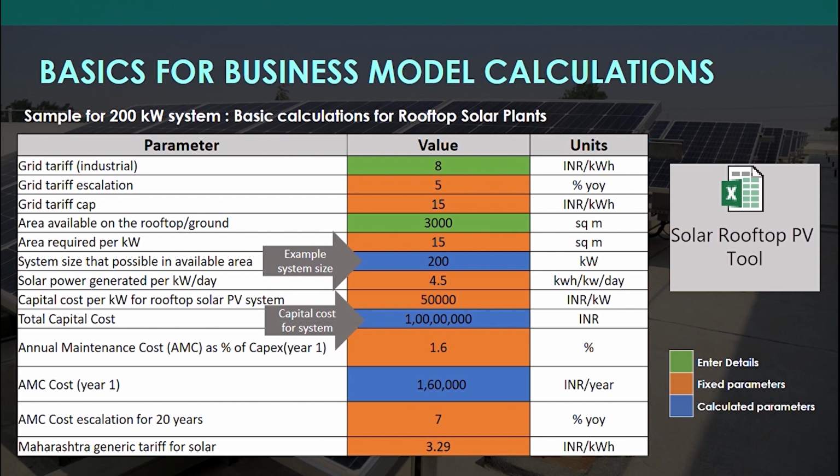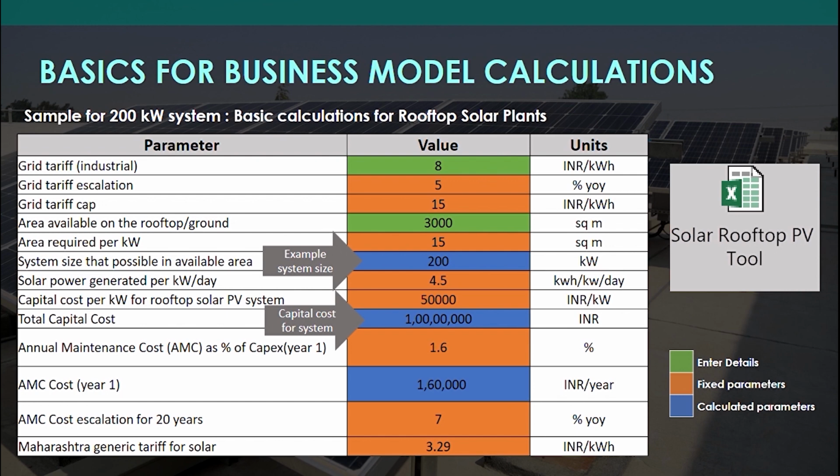So based on the area available to the customer, you can figure out what the possible size of the solar system is. Now, a solar system typically generates around 4.5 units per kilowatt per day. Now, if we assume the capital cost to be around 50,000 rupees per kilowatt, based on that, you can calculate what the capital cost of your system is. Now, if you assume that your maintenance cost is at around 1.6% of your capital cost, with an escalation of around 7%, you can use these numbers to figure out what your operational cost would be.